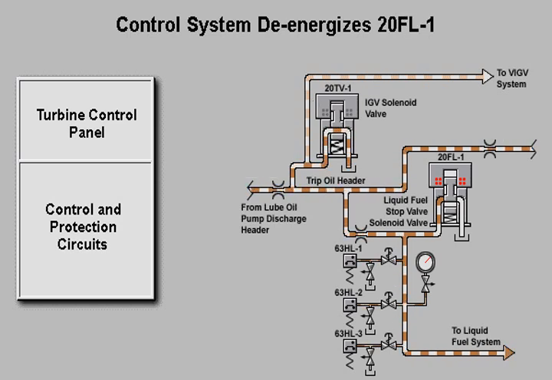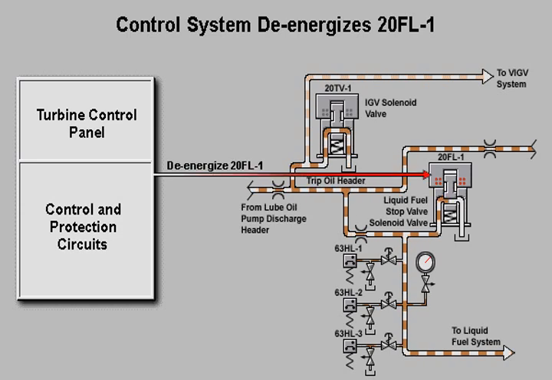The control system also de-energizes either 20FL-1 or 20FG-1 as appropriate. Trip oil in the respective fuel system is dumped to drain, and the fuel stop valve closes, shutting off all fuel flow to the turbine. The trip oil system will remain in the trip state throughout the remainder of shutdown and cool down.